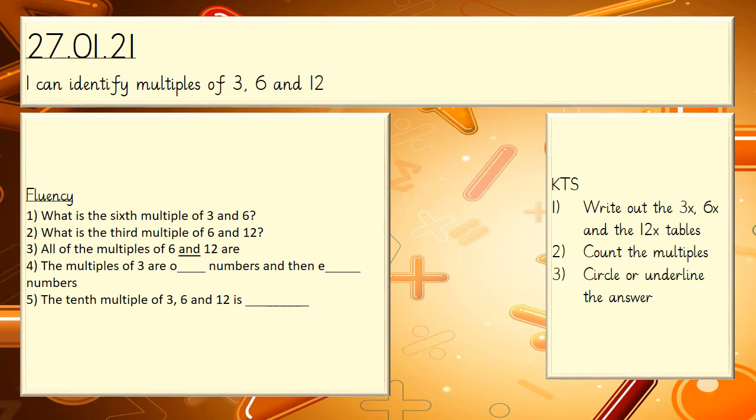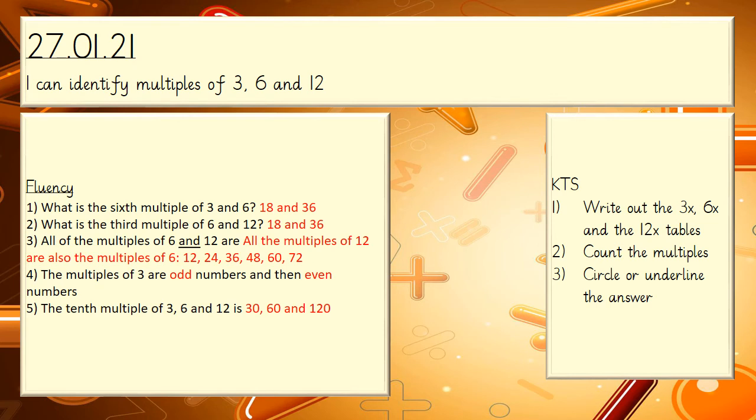Let's have a look at the answers. So the sixth multiple of 3 and 6 is 18 and 36. Notice that the multiples of 6 is double the multiple of 3. What is the third multiple of 6 and 12? The third multiple of 6 is 18 and the third multiple of 12 is 36.